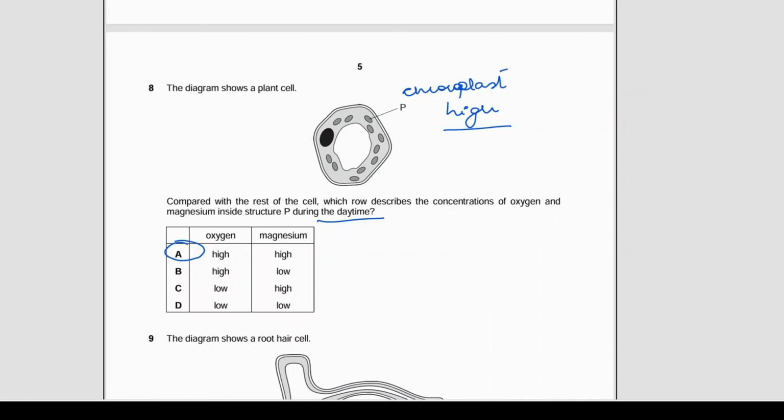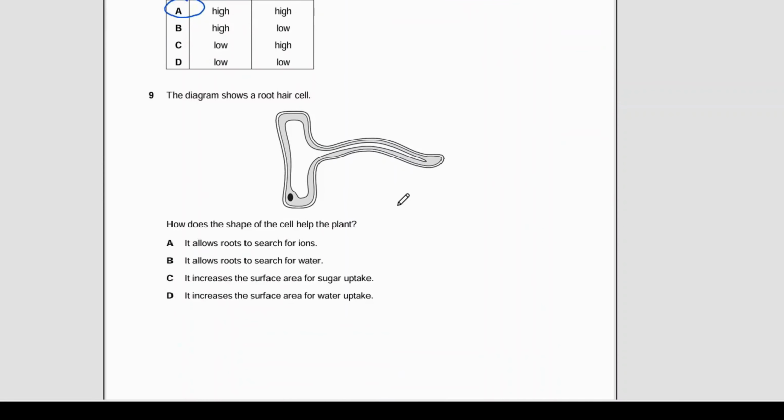Okay, number 8. The diagram shows a root hair cell. How does the shape of the cell help the plant? It allows root to search for ions. Can be. It allows root to search for water. No. It increases the surface area for sugar uptake. No. Surface area for water uptake. Yes.